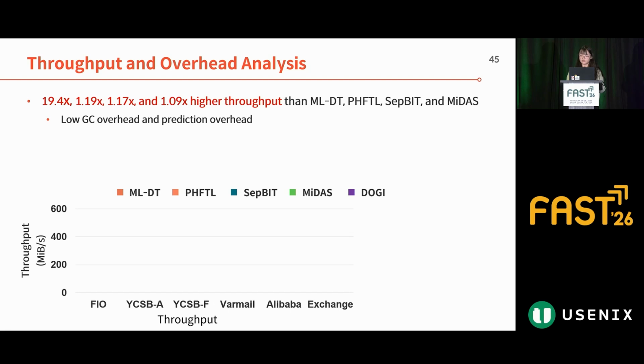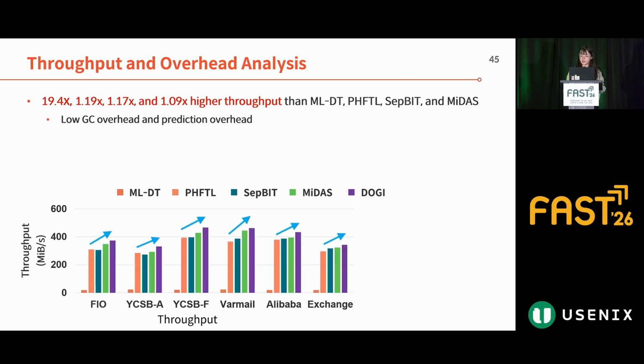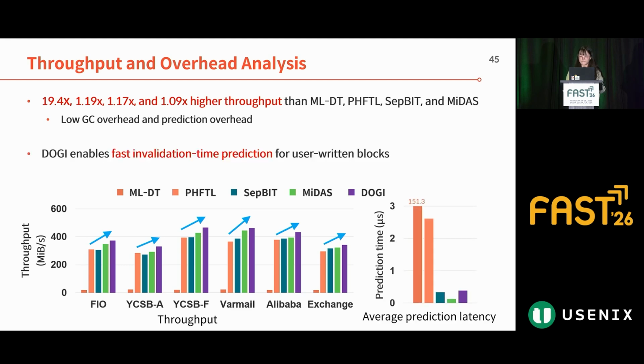Finally, we analyze the throughput and prediction latency. DOGI shows higher throughput compared to SOTA techniques. It is because DOGI effectively reduces WAF without significant prediction overhead. To quantify the overhead of each technique's prediction policy, we also measure the average prediction latency. By DOGI's hybrid mechanism, DOGI achieves substantially lower latency than the ML-based PHFTL and comparable to the heuristic-based ZBit.